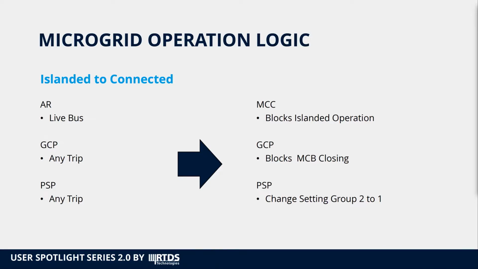The other conditions are signaling any trip on the PSP or GCP. In this case, the MCC assumes that the microgrid is no longer secure to operate, and if it's possible, the Colombari farm operates in isolation. If any of these conditions occur, the MCC reverts to default operating mode.